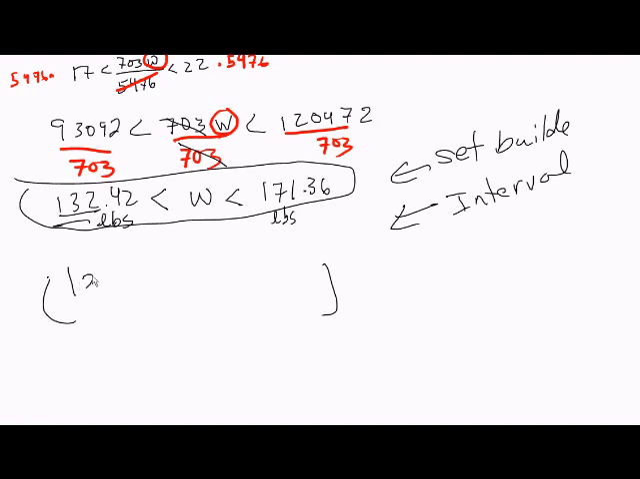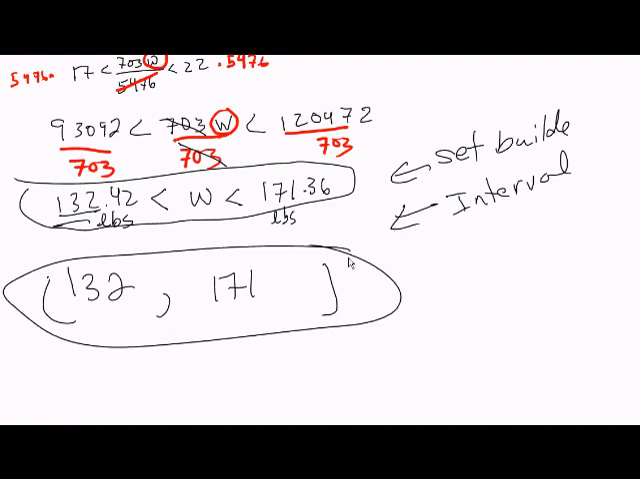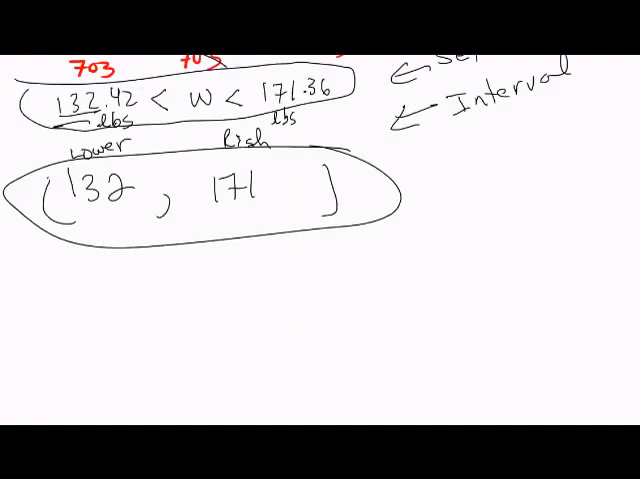My weight would be between 132, comma, and 171. So this is called interval notation, where you would write what is the interval my weight would be between. The lower end is always on the left-hand side, and the upper end is always on the right-hand side. So my weight would be between 132 and 171.